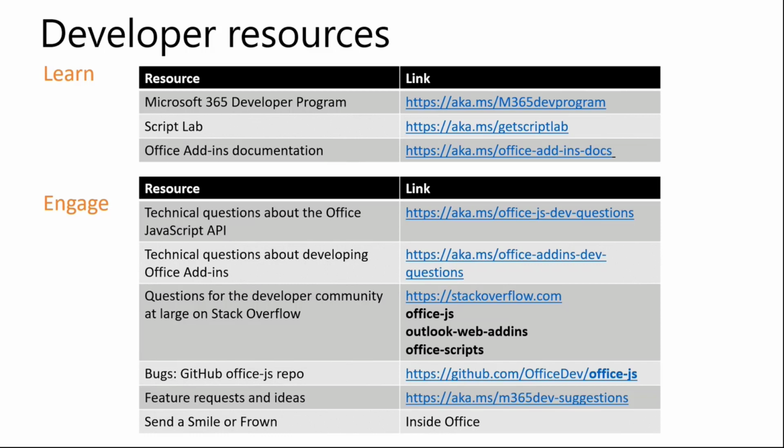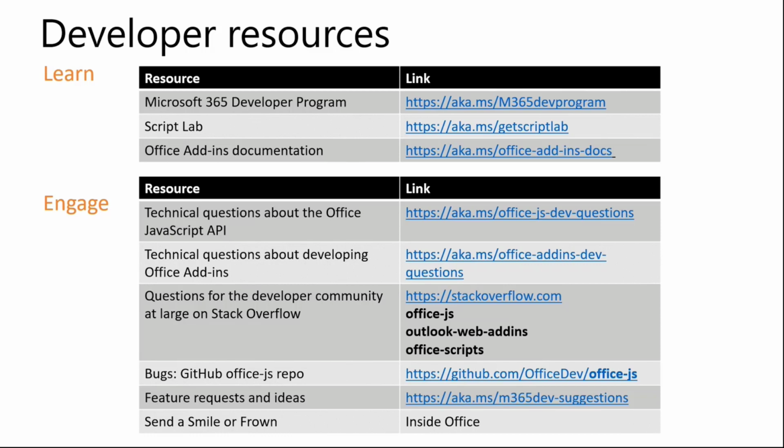And again, our Office Add-ins documentation. If you want to engage with us, if you have technical questions about the Office JavaScript API, or about Office Add-ins in general, there are 2 links there that go to our Q&A site for asking questions. If you have questions for the developer community at large, you can go to Stack Overflow, and the tags are listed there for Office and Outlook and so on, depending on which area you have a question in. If you find what looks like a product bug, you can go to our GitHub Office-JS repo and raise an issue there, and we'll follow up with you.